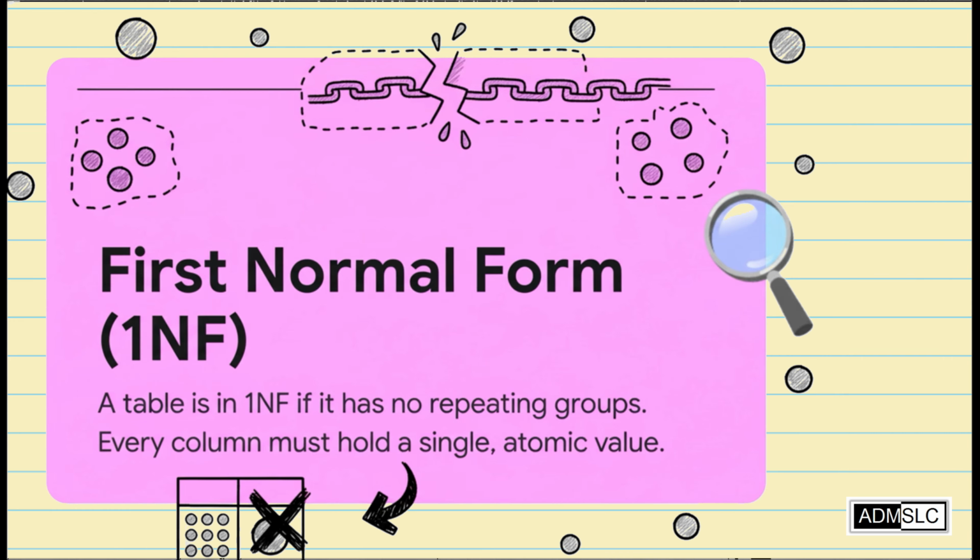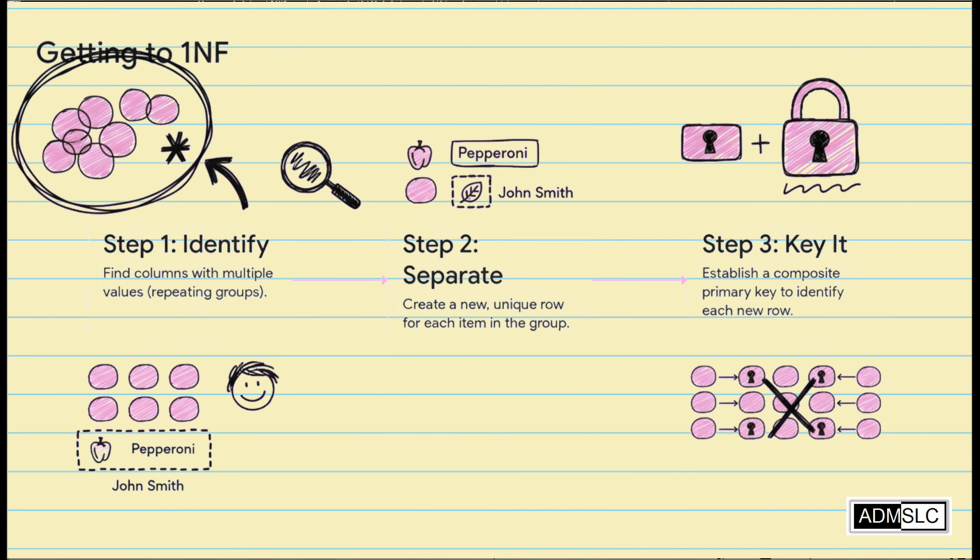Remember that pizza details column with 2 pizzas crammed into it? That's a total violation of this rule. It's not atomic. You can easily break it down into 2 separate things. To get to first normal form, we have to fix that. And the process is pretty straightforward.